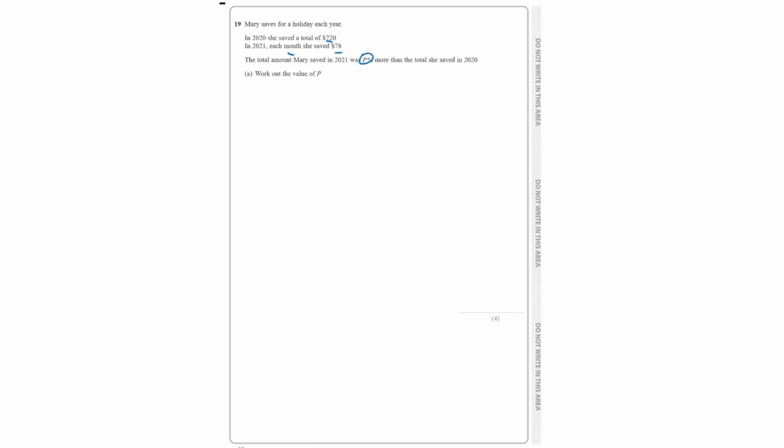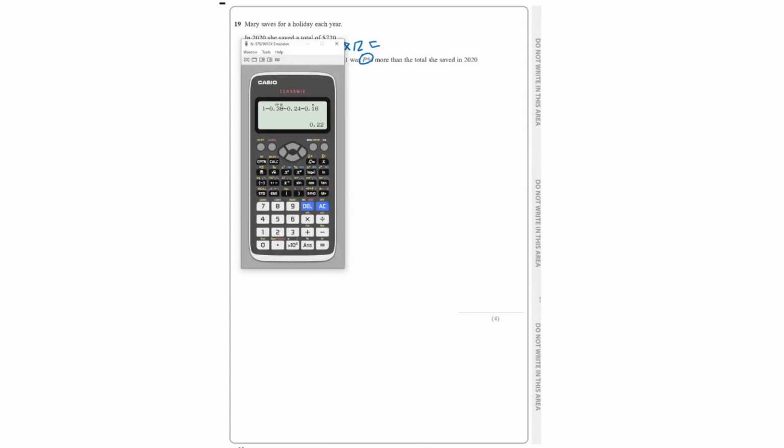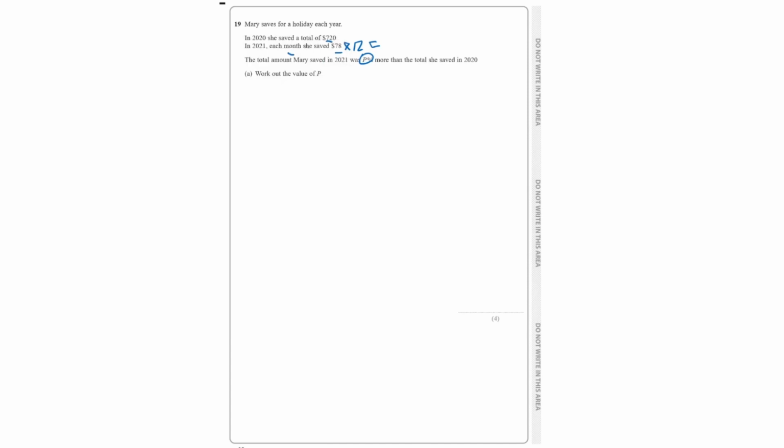Before we move on, we have to find the total for 2021. It's given that each month she saves $78, so we simply multiply this by however many months there are in a year, which is 12. We can use a calculator here for 78 times 12. We get 936.